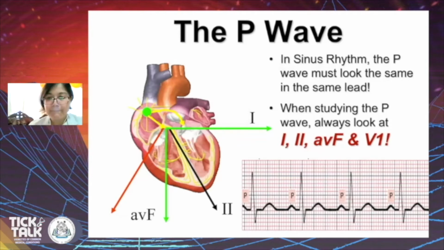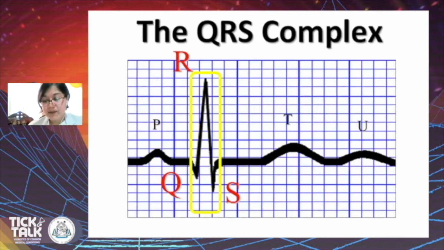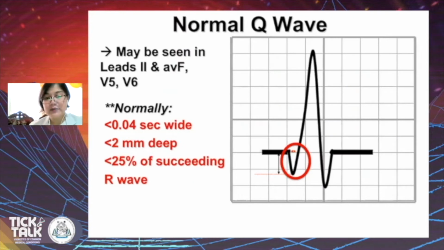Okay. Now, as mentioned, your QRS complex represents your ventricular depolarization. The first part of your QRS complex is the Q wave, which is basically the first negative deflection coming right after your P wave. It may be seen in leads 2, aVF, V5, and V6. We do not have to be so afraid whenever we see Q waves in our ECG, so long as the Q waves are normal, meaning they're not so wide. They should be less than 0.04 second. They shouldn't be too deep when it deflects, and it should only be less than 2 millimeters.